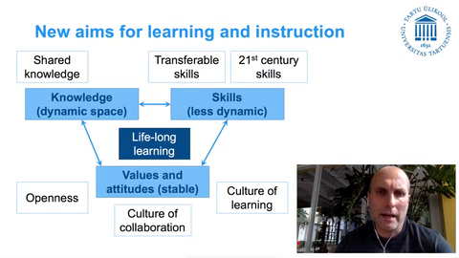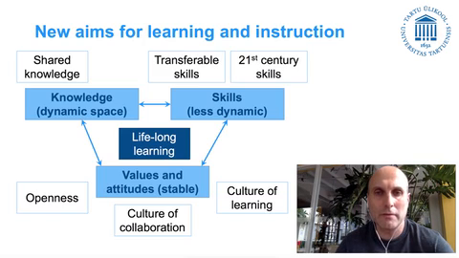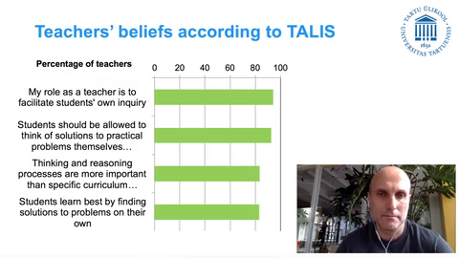So what are the aims for the learning and instruction in this changed environment? We see that the knowledge space should be much more dynamic. We see that skills are maybe less dynamic, but we should focus much more on 21st century skills, or we could also say transferable skills. And even more important are values and attitudes that are more stable compared to knowledge and skills. For example, openness, culture of learning, culture of collaboration.